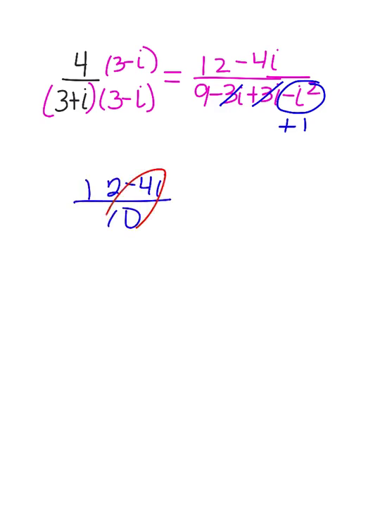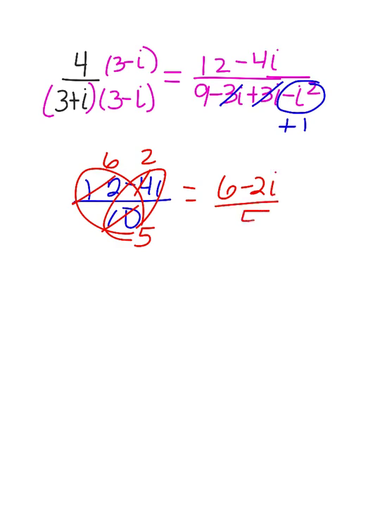And now you're going to make a heart and reduce. What goes into 12, 4, and 10? That would be 2. 2 goes into 12 6 times, into 4 twice, and into 10 5 times. So it's 6 minus 2i over 5. All right, so let's take a look at B.